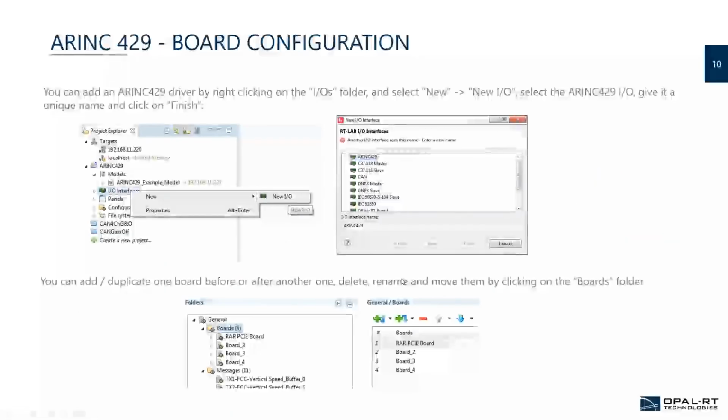So how does it look? This is a screenshot of the RT Lab software. When you have a project like the ARINC 429 here, you have this Simulink model, the ARINC 429 example model. But if you want to add ARINC functionality, you just go to the IO interface, which is the DL that I mentioned previously, and you add new IOs.